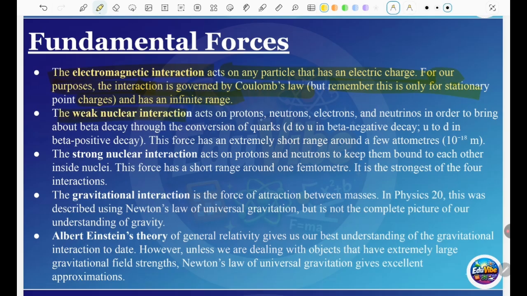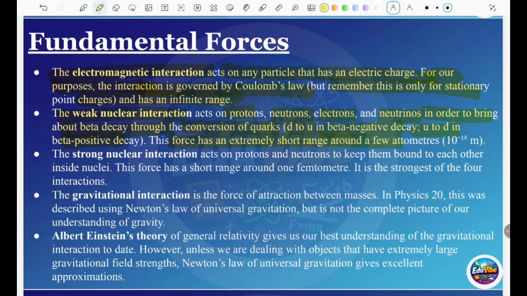The weak nuclear force acts on protons, neutrons, electrons, and neutrinos to bring about beta decay through a conversion of quarks: U to D, D to U in beta negative decay, and U to D in beta positive decay. The force has an extremely short range, a few femtometers, which is 10 raised to minus 18 meters. We discussed this topic in the previous lesson when we did the D to U beta negative decay and U to D in beta positive decay.